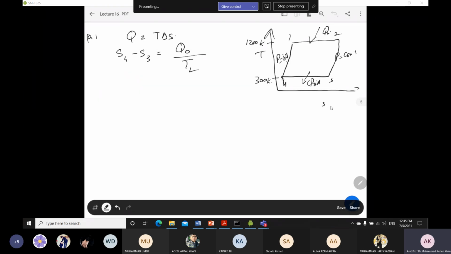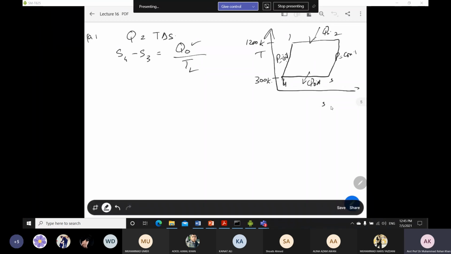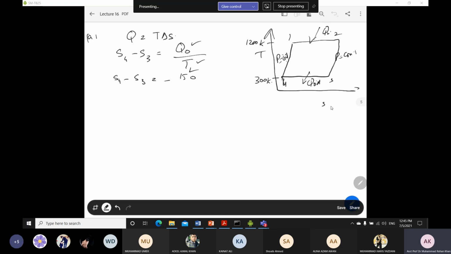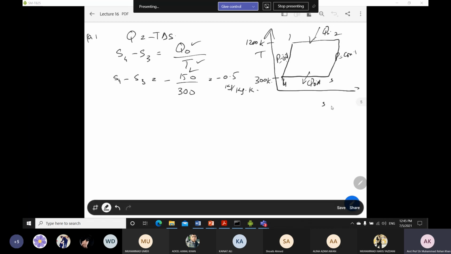From here we can easily find the value of S4 minus S3 because Q out is known to us from the question and TL is known to us. So I can simply put the values, that is minus 150, and also this is minus because we are talking about the rejection process. So minus 150 over 300, and if we solve it, it turns out to be minus 0.5 kilojoule per kg Kelvin. So this S4 minus S3 is known to us.